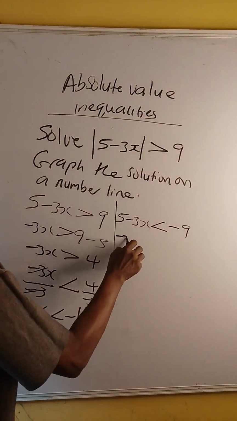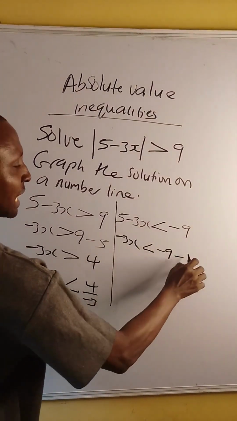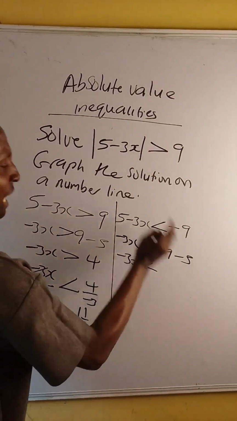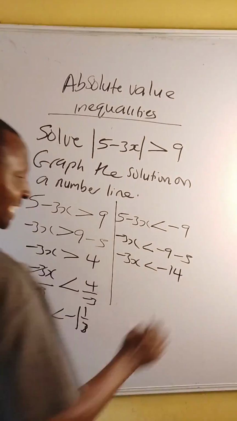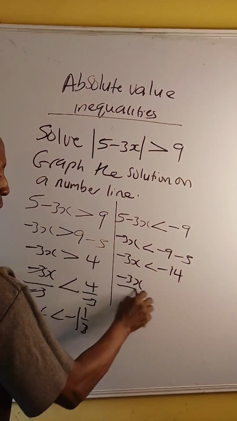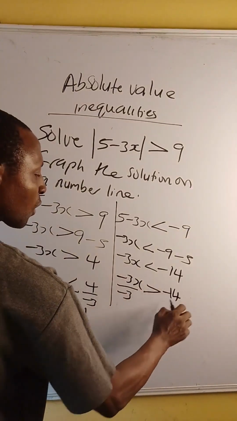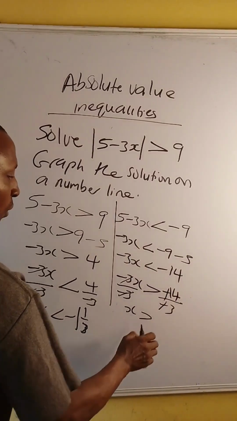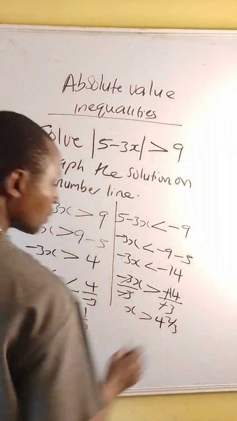Let's jump to this one. So we have minus 3x will remain. Transpose your 5 here, it becomes less than minus 9 minus 5. So my minus 3x is less than minus 9 minus 5, which will give me minus 14. So I will say divide by what? Negative again. So that will give me minus 3x over minus 3. This is less than, it becomes greater than minus 14 over minus 3. Minus cancels minus, and x is greater than 14 over 3, which will give me 4 whole number 2 over 3.